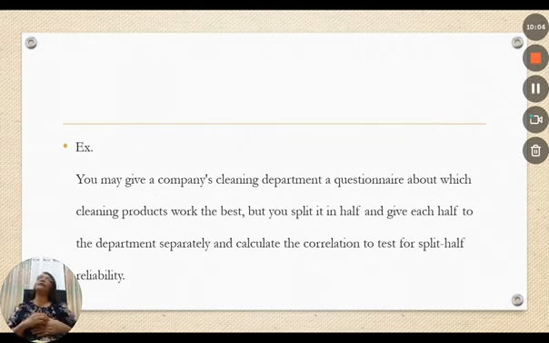For example, you may give a company's cleaning department a questionnaire about which cleaning product worked the best, but you split it in half and give each half to the department separately and calculate the correlation to test for split half reliability.